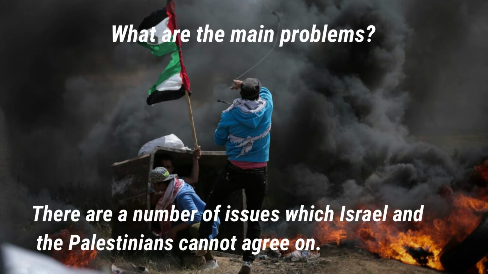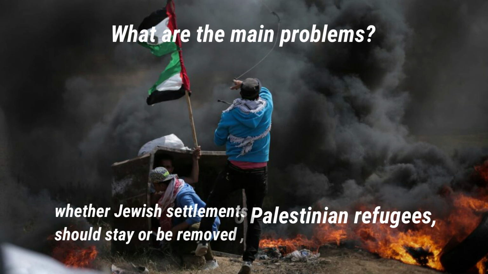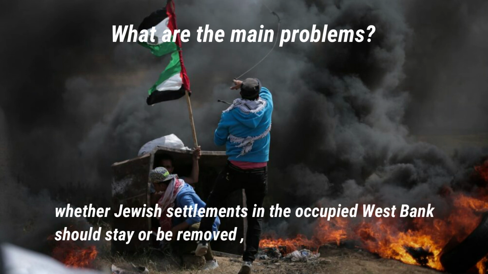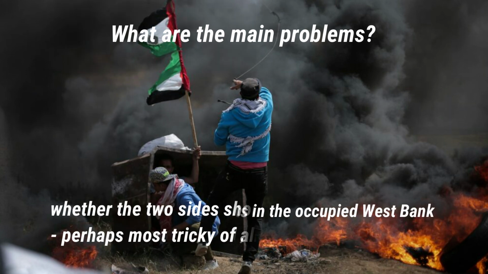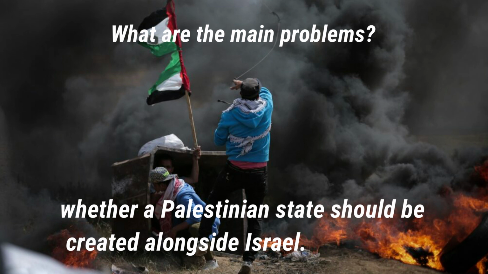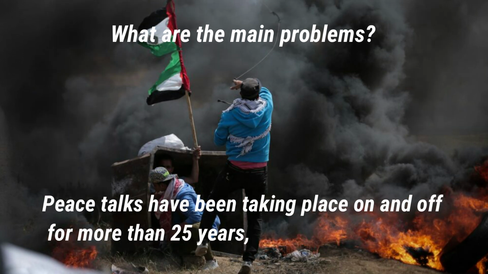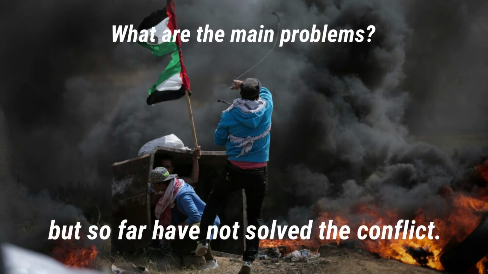There are a number of issues which Israel and Palestinians cannot agree on. These include what should happen to Palestinian refugees, whether Jewish settlements in the occupied West Bank should stay or be removed, whether the two sides should share Jerusalem, and perhaps most tricky of all, whether a Palestinian state should be created alongside Israel. Peace talks have been taking place on and off for more than 25 years, but so far have not solved the conflict.